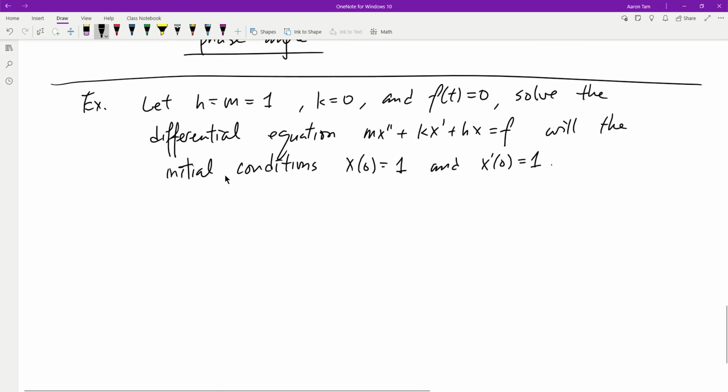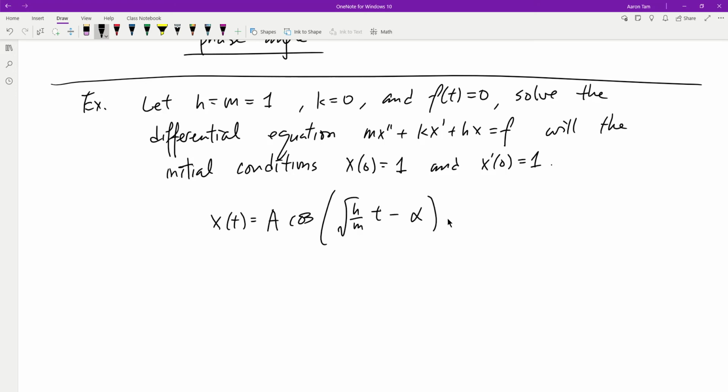So how do we do the problem? Well, we can definitely try to just solve the differential equation, but I see no reason why we cannot just use the formula. So here's my formula. Using this formula indicates that we have f of t equal to 0 and k equal to 0. Now we know h and m are both 1, therefore x of t would just equal a cosine t minus alpha.